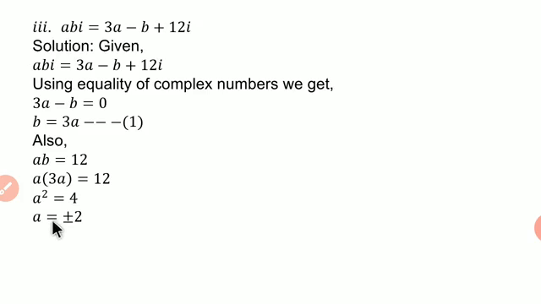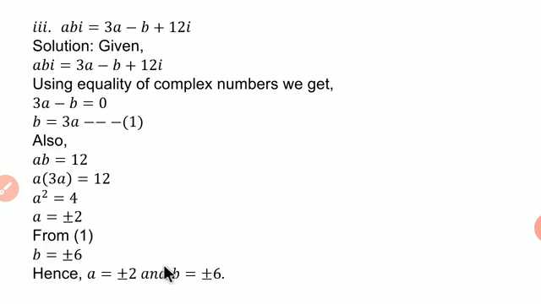If we put this value of a in equation number 1, again we get two values of b. So from equation number 1, b is equal to plus or minus 3 into 2, or 3 into plus or minus 2 means it is plus or minus 6. And hence a is equal to plus or minus 2 and b is equal to plus or minus 6.